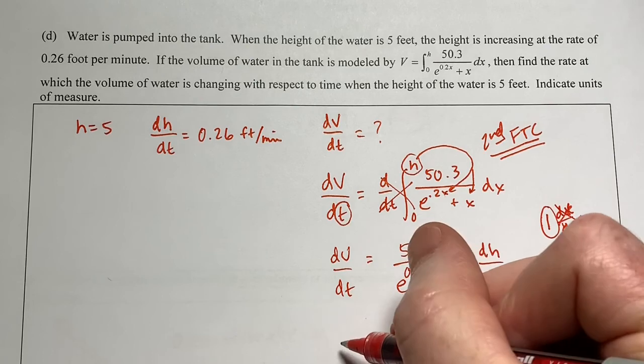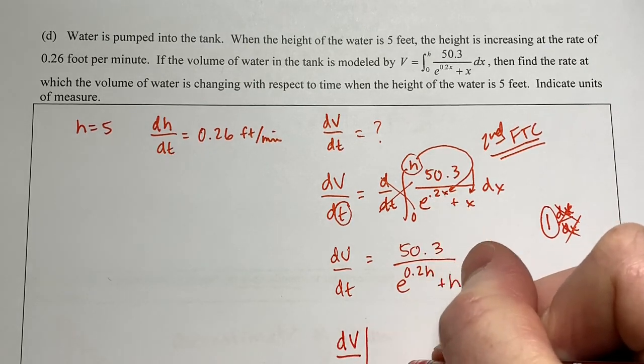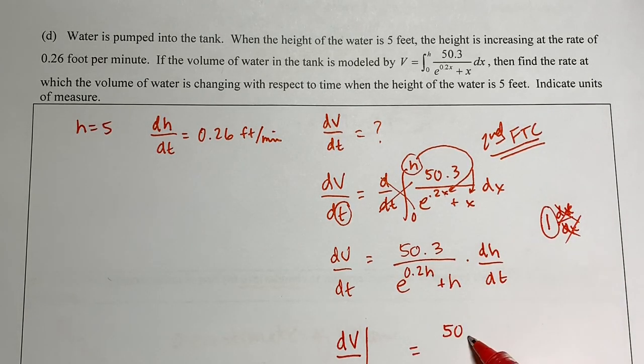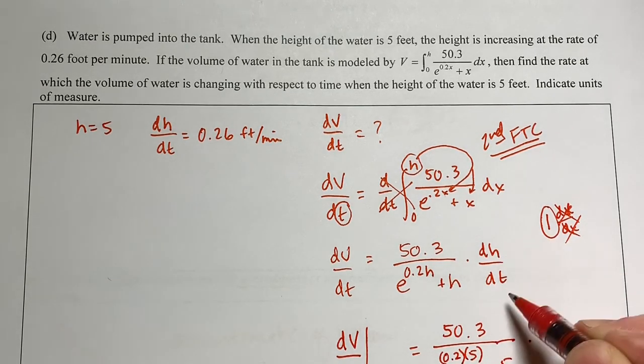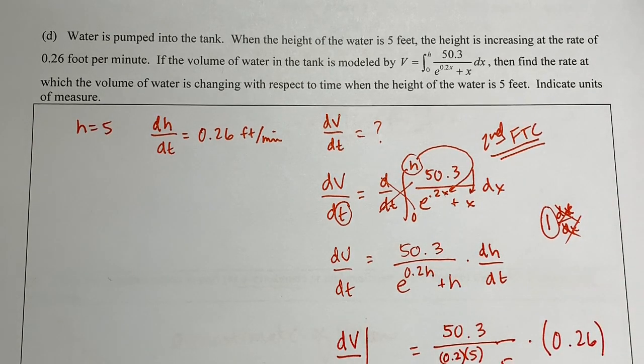So what I'm going to do now is go, all right, the rate at which volume changes, dV dt, when h is 5 is, and notice how I labeled it, right? 50.3 e to the 0.2 times 5 plus 5 times dh dt, so times 0.26. And right there, guys, I'm done. I mean, if you want to go a little further, you can. If you want to take all this and multiply it together, but this test said you don't need to be able to have a calculator.